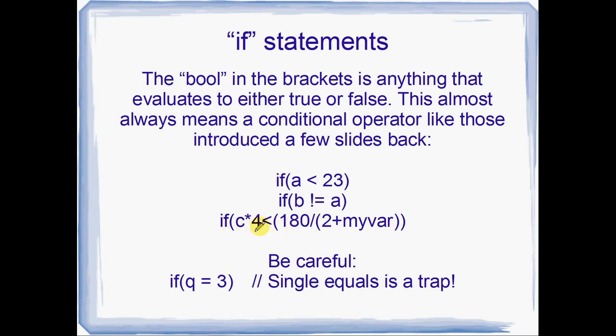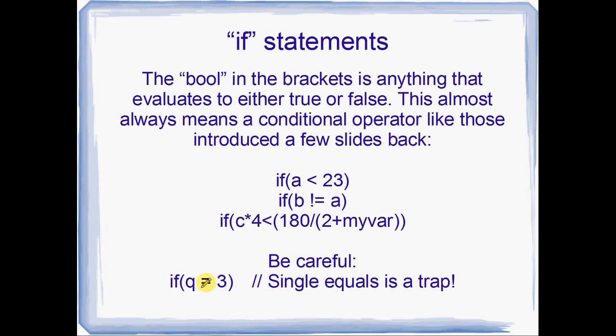It's just going to ask, is C multiplied by 4? Whatever C is, it's going to multiply it by 4, then it's going to figure out what the right-hand side here is, and it's going to decide if that's less than, or greater than, or equal to the left-hand side, and it's going to execute the following statement based on whatever it figures out. Pretty good.